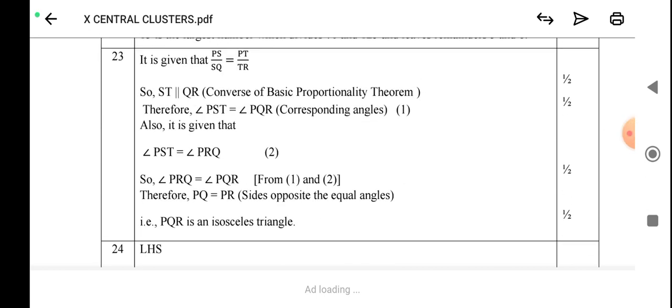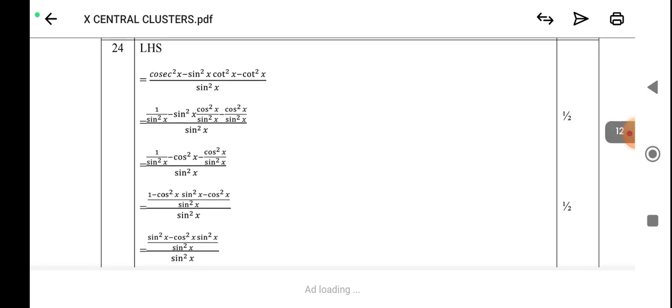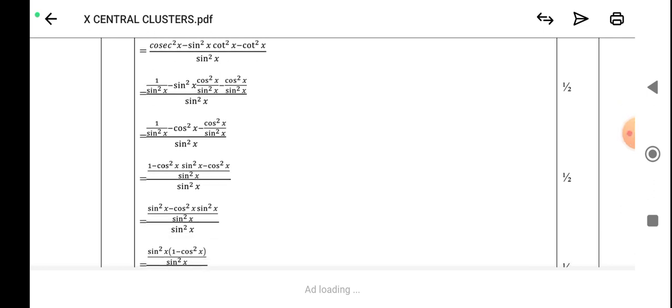On the 23rd question, children, triangles. Using the converse of BPT and corresponding angles, we are proving it is an isosceles triangle. Check. The 24th question is again trigonometry. Cosecant square x minus sine square x, cot square x minus cot square x by sine square x. Again simplify, take the LCM.